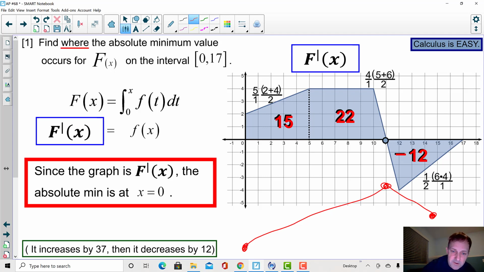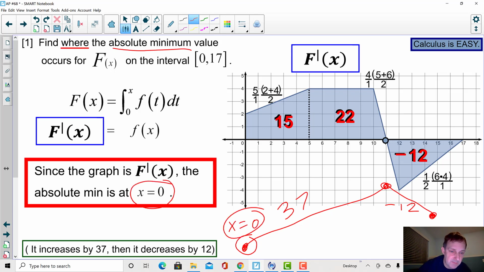Now, what makes this one a little bit harder is that there are 2 possibilities for a minimum. The minimum could occur at the beginning, or the minimum could occur at the end. We just have to figure out which one is smaller. Of course, this is the absolute minimum. If it was a relative minimum, it could not occur at an endpoint. But for an absolute minimum, it can occur anywhere. I think you can see it's pretty obvious that the minimum occurs at the beginning because you go up 37, but you only go down 12. So the beginning value is actually 25 lower than the ending value. Remember, it's supposed to be x equals for your answer. So we're going to say when x equals 0, capital F has an absolute minimum value.